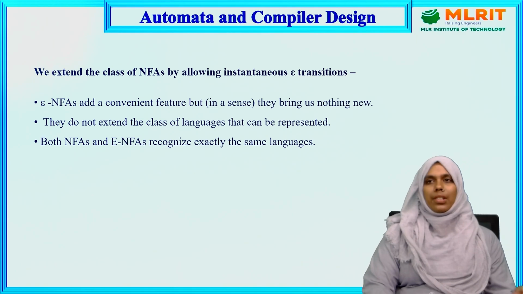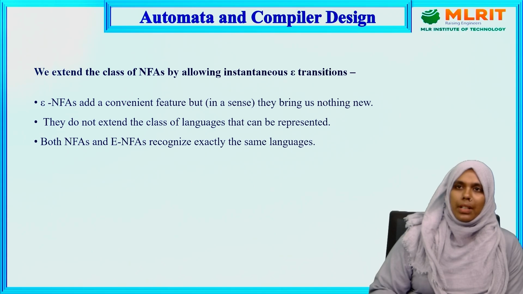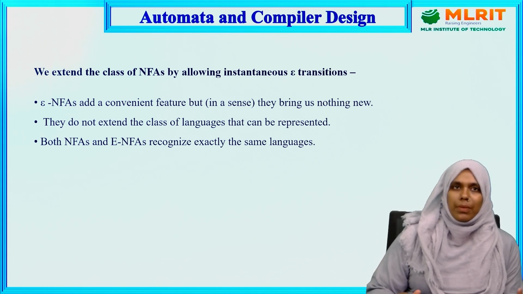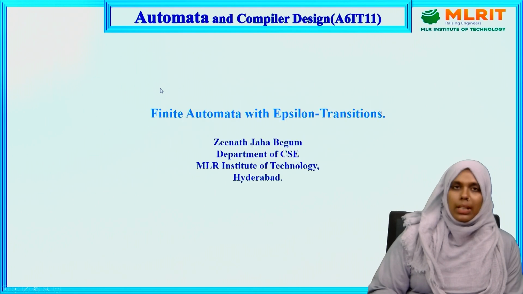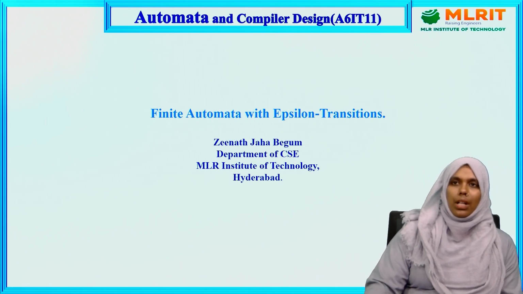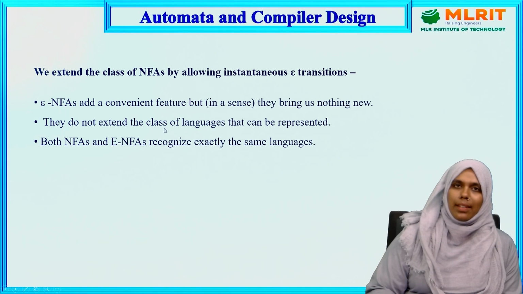In the previous session, we discussed the conversion of non-deterministic finite automata into deterministic finite automata. And before that, we discussed what is the DFA and what is the NFA. In today's session, we are going to discuss how to convert the NFA with epsilon to NFA without epsilon. So here, first of all, we need to understand what is the epsilon.